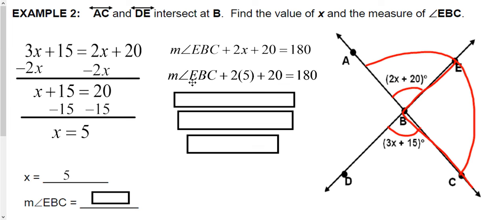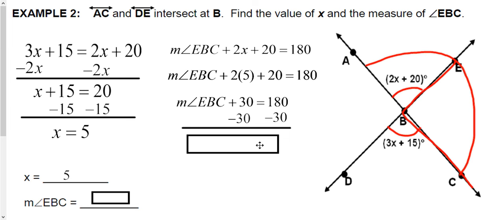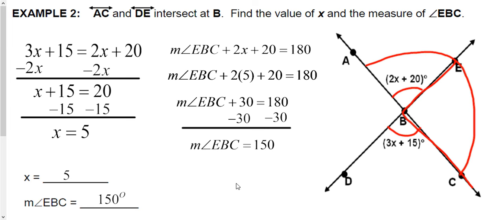So now I know the measure of angle EBC plus 2 times 5 plus 20 equals 180. We'll simplify this side here. 2 times 5 is 10 plus 20 is 30. So the measure of angle EBC plus 30 equals 180. So I'll subtract 30 and get that angle we want. The measure of angle EBC equals 150.